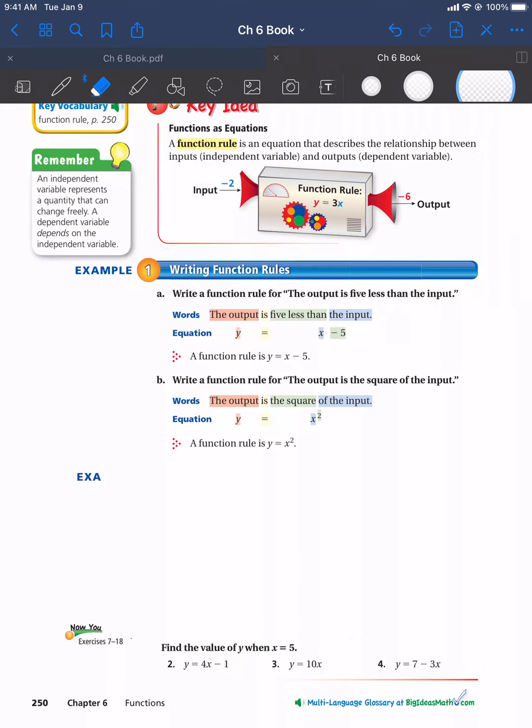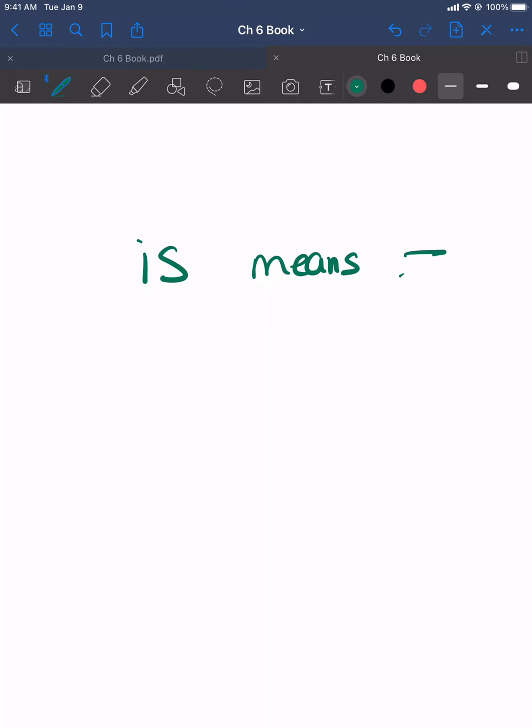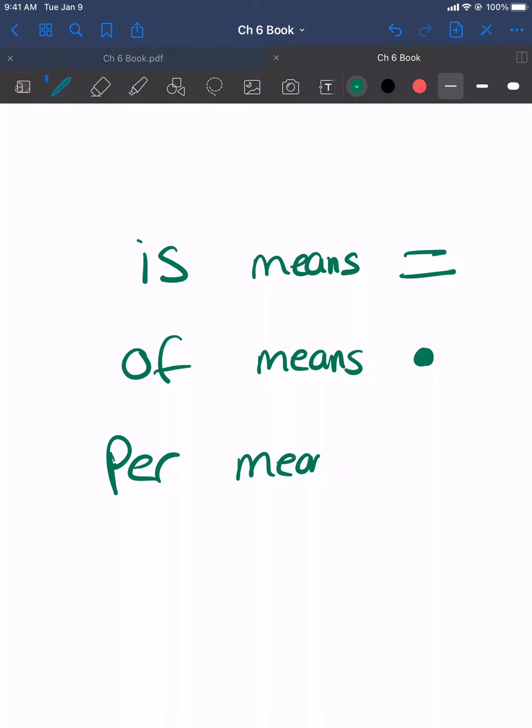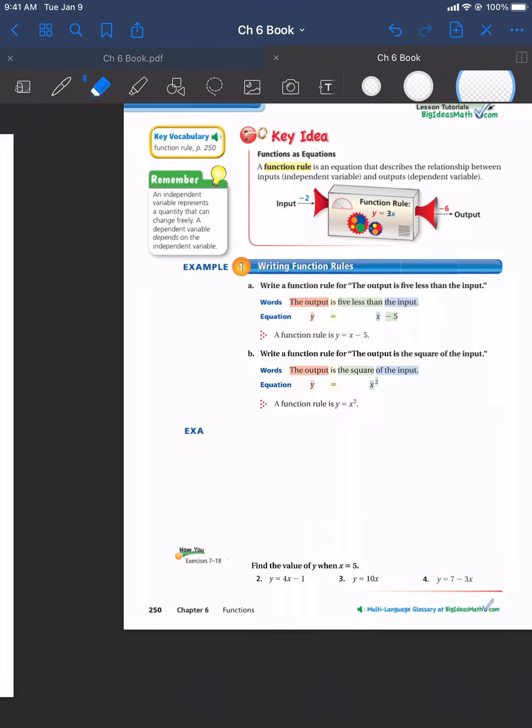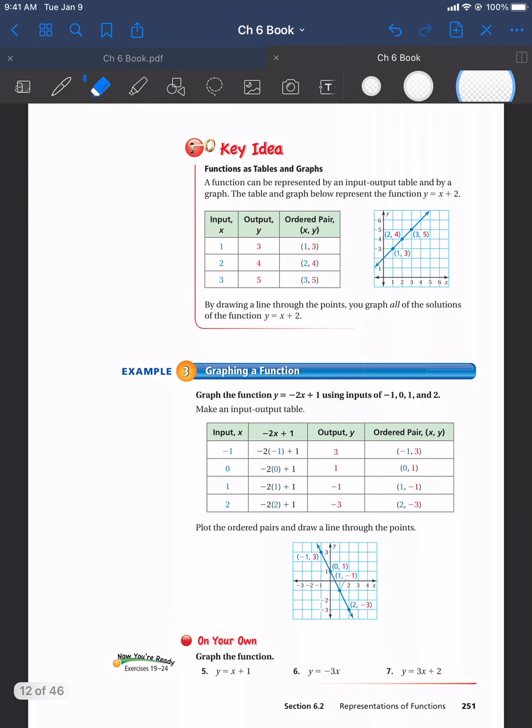No weird tricks. I guess some of the big things you really do need to know, though, the word is means equals. The word of means times. The word per means divide. Okay? Keep those in mind because that'll really help you when trying to come up with a function rule or, as we say, an equation. Go on to the next page.